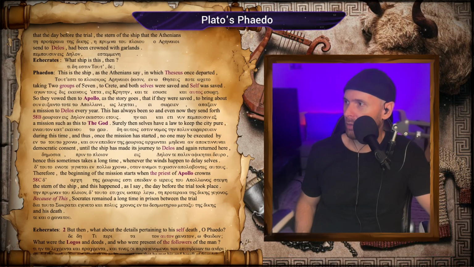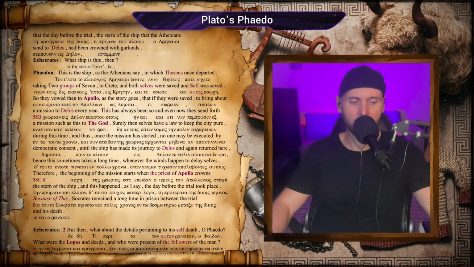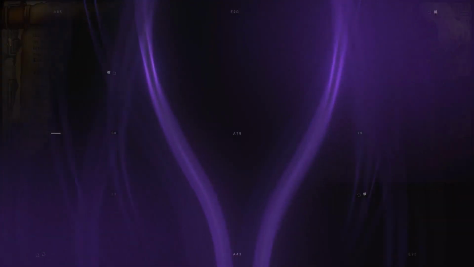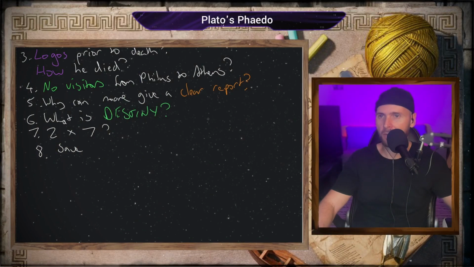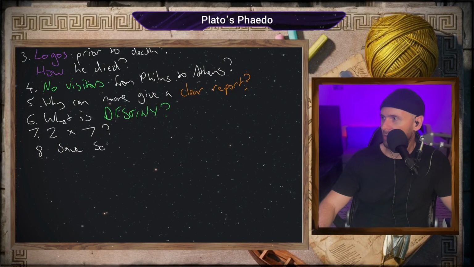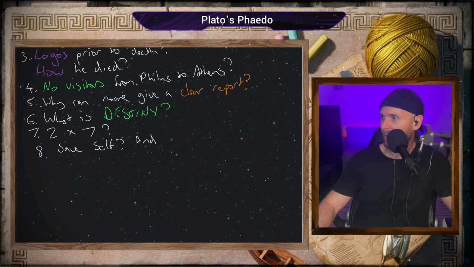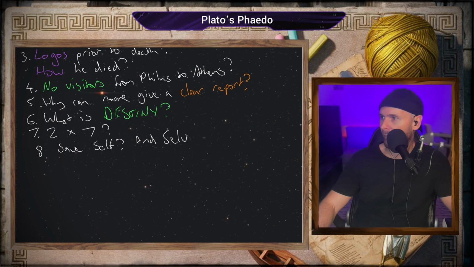So, two groups of seven. And how would you save self? What does it mean to save self? Oh, I should bring up the text and notes. Okay, two times seven is here. And what does it mean to save self and selves?